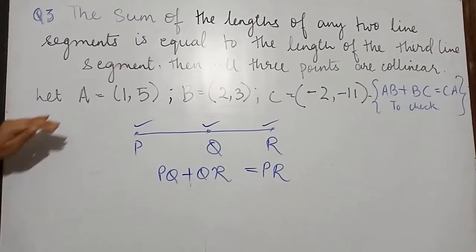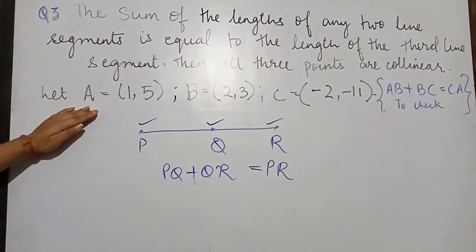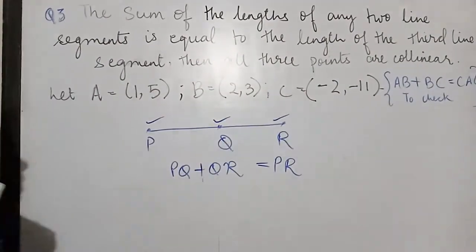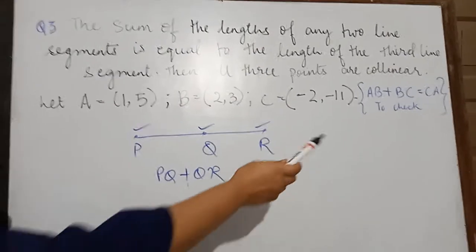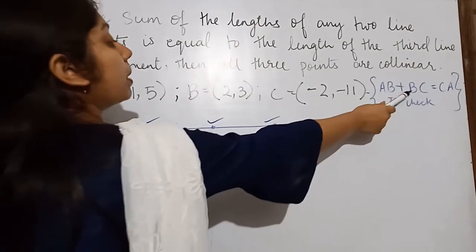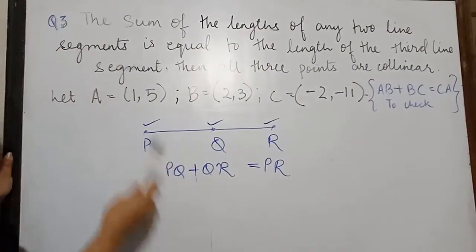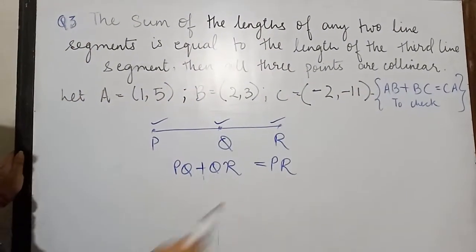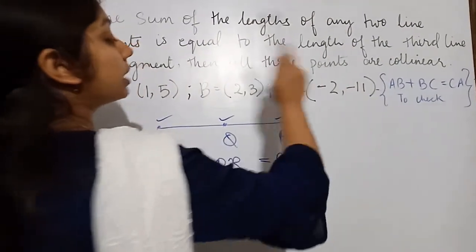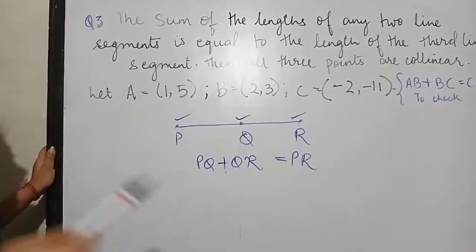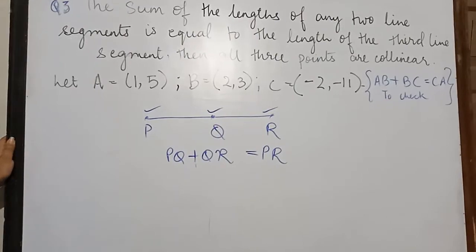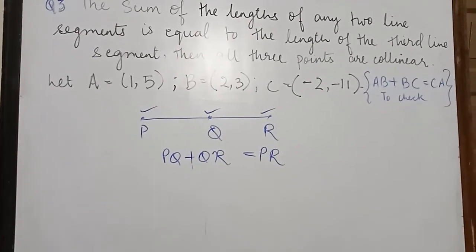So in this question, we will assume let A be 1, 5, B be 2, 3 and C be minus 2, minus 11. And then we are going to see whether AB plus BC, here we can take any two sides, so I am taking AB plus BC, should be equal to CA. We have to check whether this criteria is satisfied or not. If it is satisfied, then the points are collinear. If not, then they are non-collinear points. So let us start with the solution.